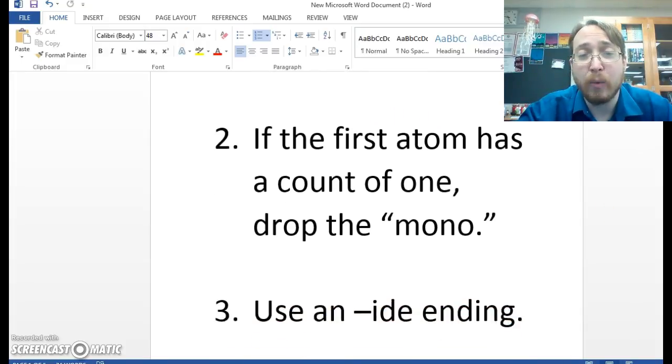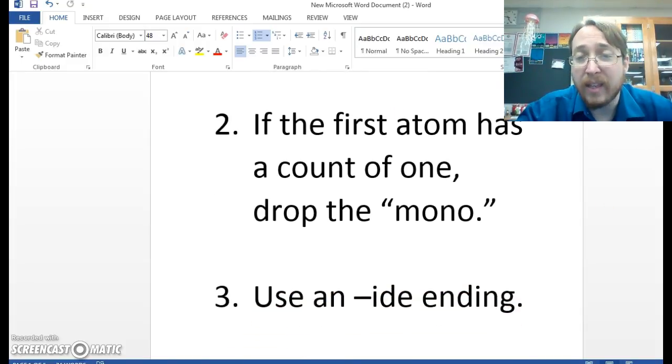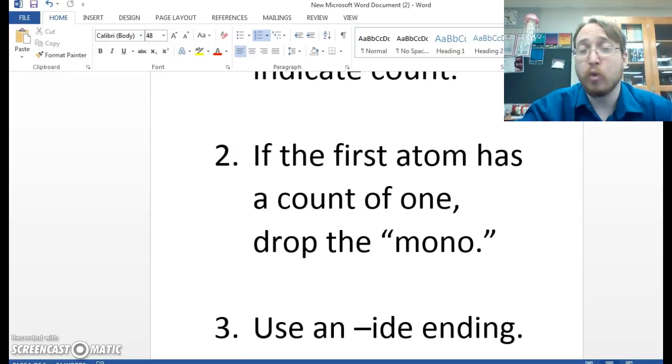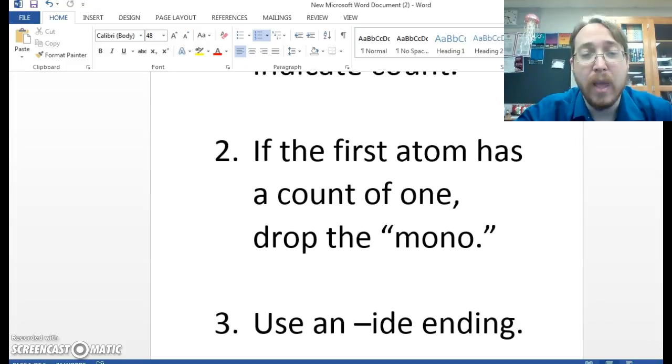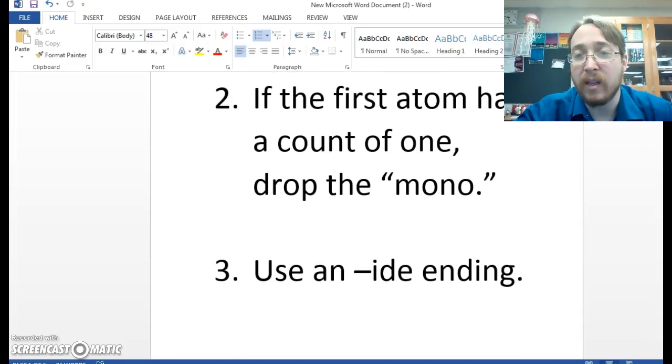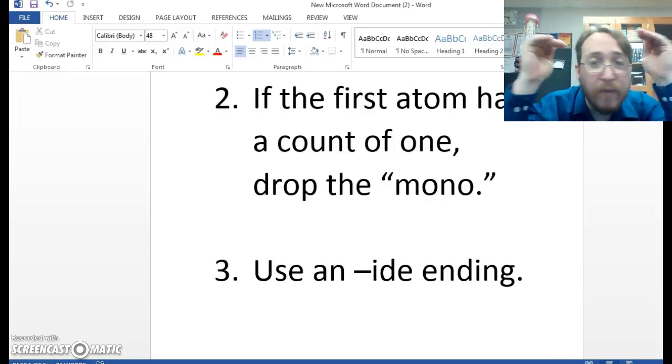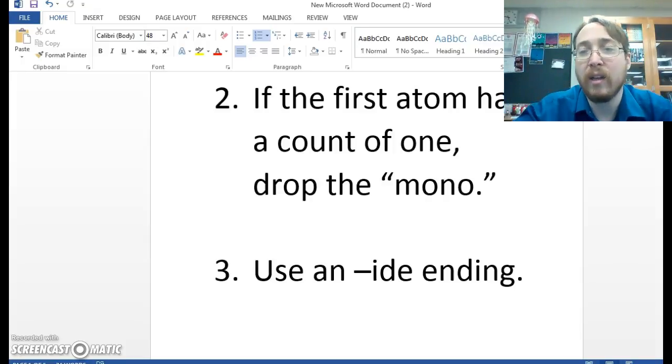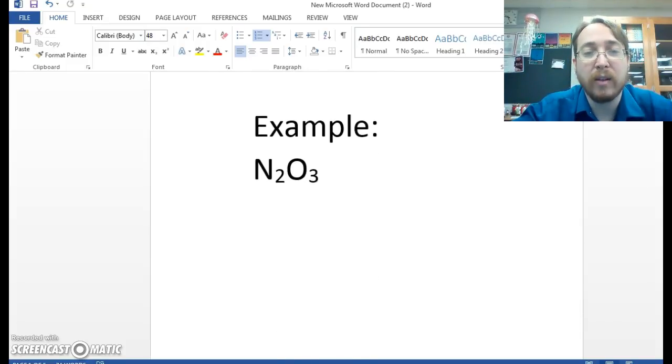Now there is an exception to that rule. If the first atom has a count of just 1, we drop the mono. We do not use the prefix for the first atom if there's only one of them. We just let it be. Whatever the atom is, that's what we call it. And lastly, we use an IDE ending. That's it. Those are all the rules. Not like complicated ifs and circumstances like in ionic compounds. This is it. So let's take a look at what that looks like.